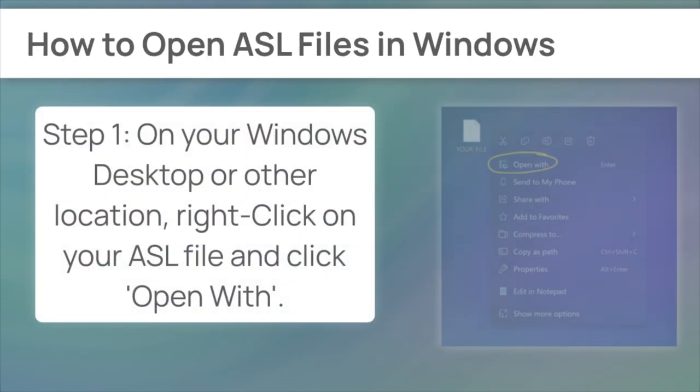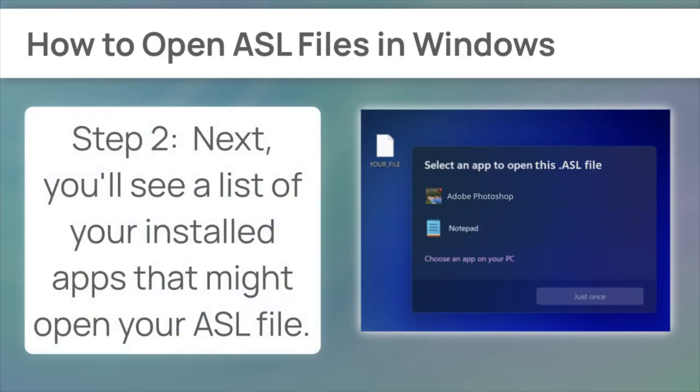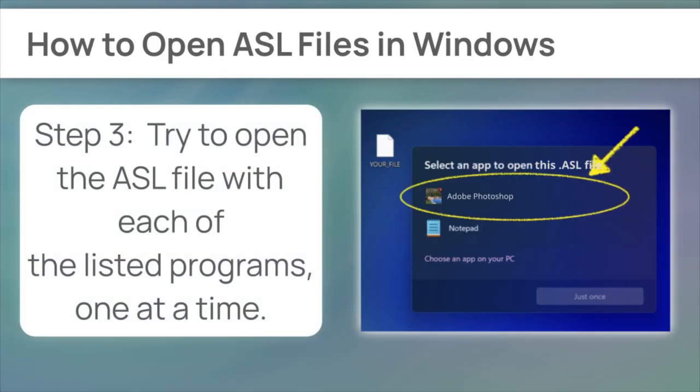Your first test is essential. Right-click the ASL file and select Open With. Use Adobe Photoshop first if it is on your system. If not, select another option. We must find the program that handles the format correctly.